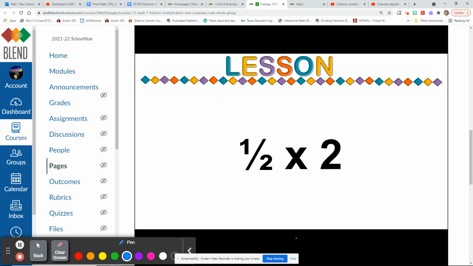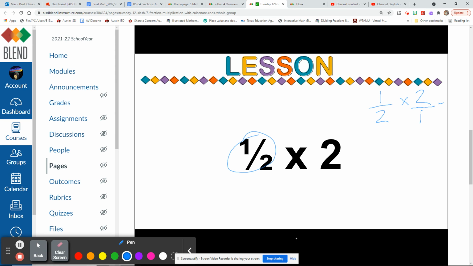Welcome back. So our problem is 1/2 times 2. Don't forget, it's easier to reposition these sideways fractions as fractions with a numerator on top and a denominator on bottom. All right, so we have 1/2 times 2, and then we're going to turn 2 into a fraction by putting a 1 as the denominator. So this is 2 wholes. 2 divided by 1 is 2.